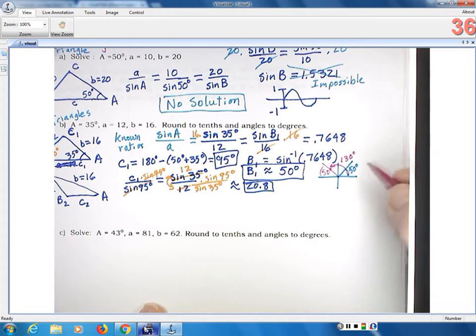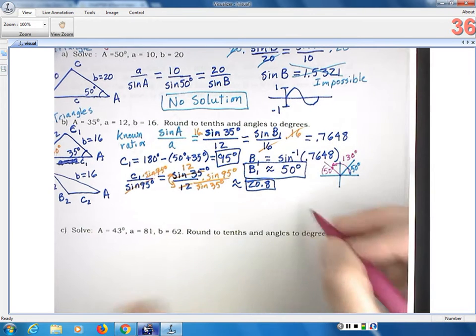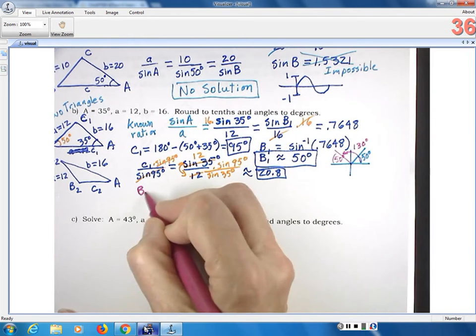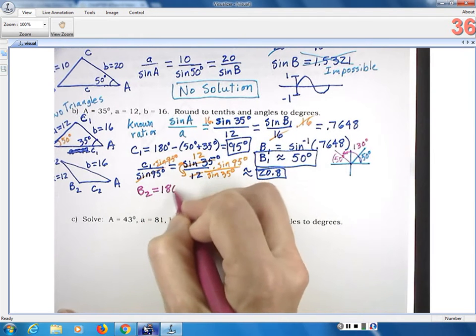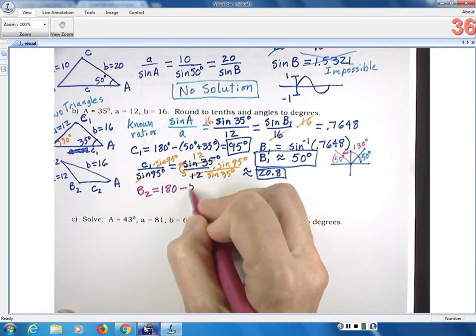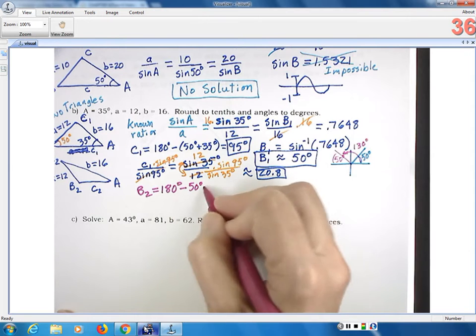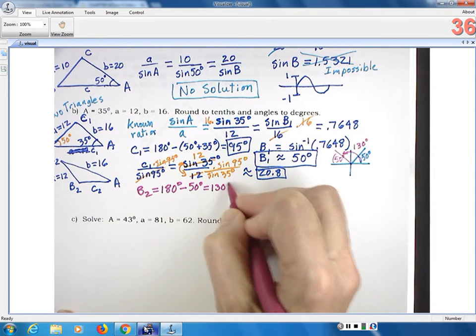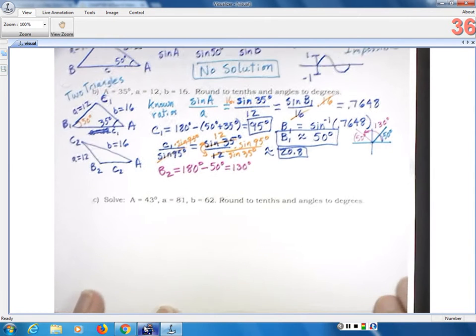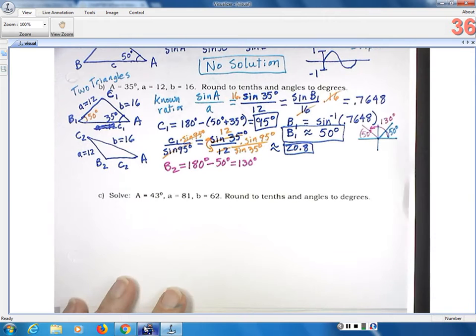It's 180 minus 50. So B2 is going to be 180 minus 50 degrees, or if you draw the picture, you can see it's 130. So there's a second angle. Whenever there are two angles that would have that same sine, you have to find the second one. That's how we know there's a second triangle.